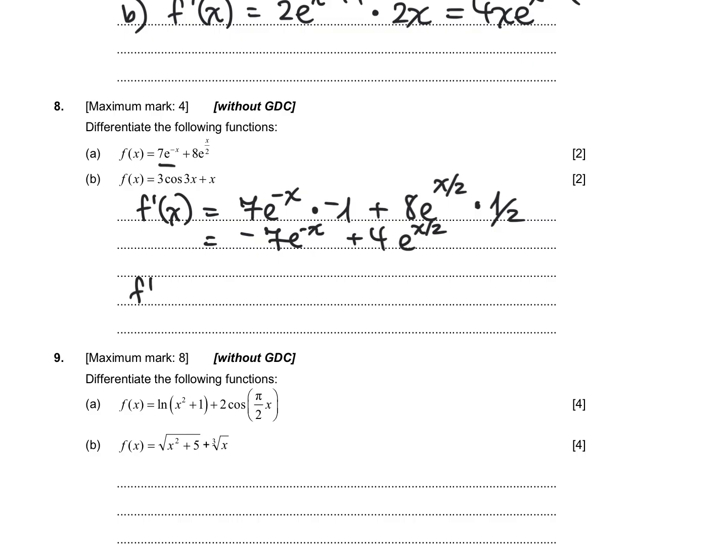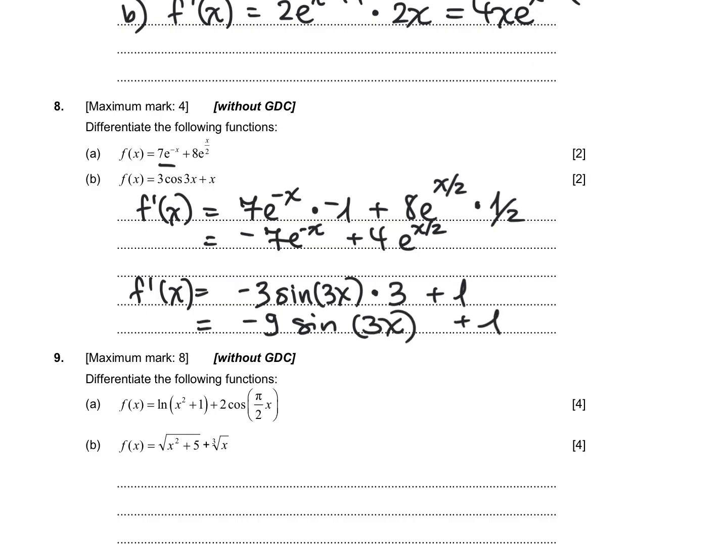And for B, we're going to have the derivative of cosine is negative sine, and then multiply by the derivative of the inside function, which is 3x, just 3. And then plus the derivative of x, which is 1. So we're going to have -9 sine 3x, and then plus 1.